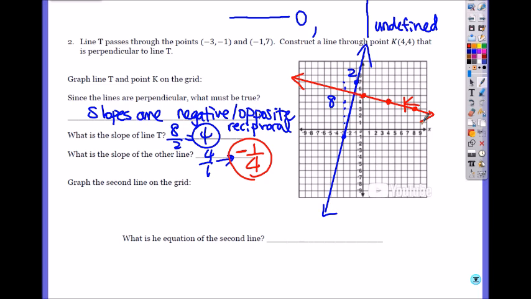And what is the equation of the second line? y equals, what's the slope? Negative 1 over 4 x. Thankfully, we can get the y-intercept because it was exactly going through 5 on the grid.